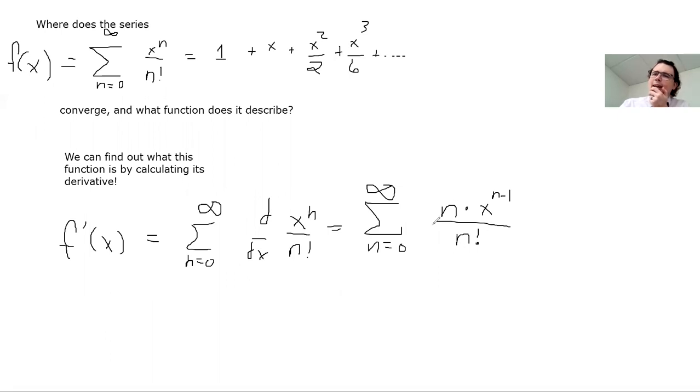As long as n isn't equal to 0, right? Because the derivative of this 1 up here is going to be 0. So let's say that this formula starts at n equals 1. Well, that's going to be the sum from n equals 1 to infinity of x to the power n minus 1 divided by n minus 1 factorial.